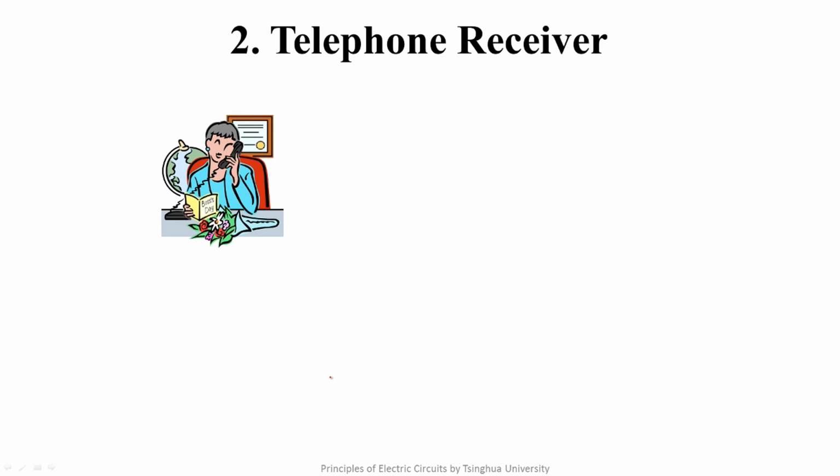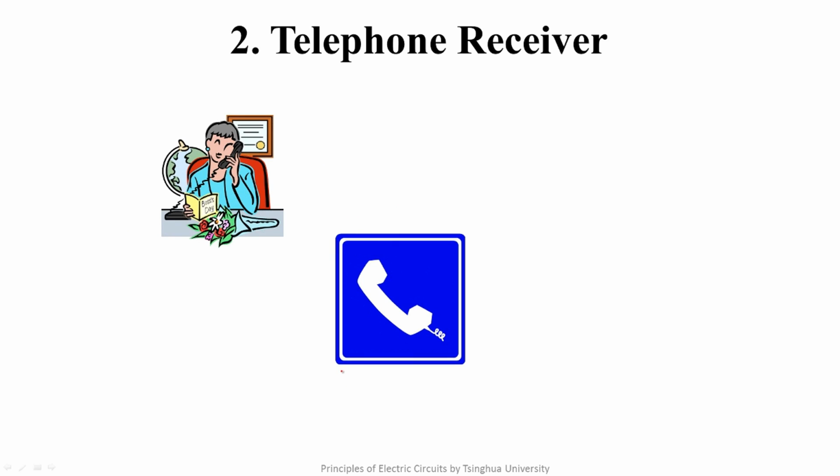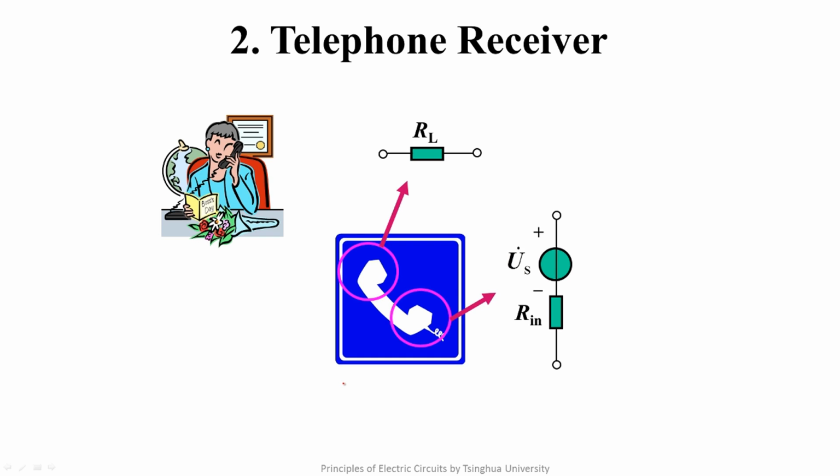Then let's discuss the receiver of the telephone. For a telephone receiver, it has two ports. The first is the listening port, which can be modeled as a resistor. The resistance is the model of the speaker. The second is a speaking port, which can be modeled as a serial connection of a voltage source and a resistor. Here the voltage source is the voltage of the sensor when we are speaking, and the resistance is the internal resistance of the sensor.